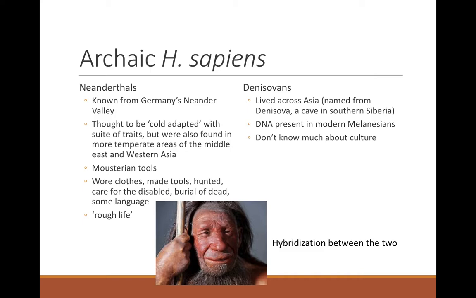We've got the Neanderthals that are perhaps best represented by the populations from Western Europe, though Neanderthals were also found in the Middle East and Western Asia. Critically, they were named from the Neander Valley. Neanderthal literally translates into Neander Valley.